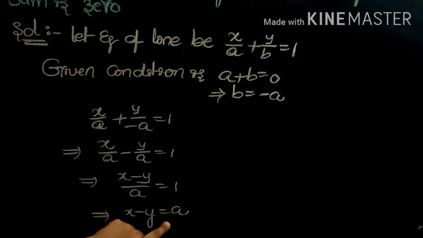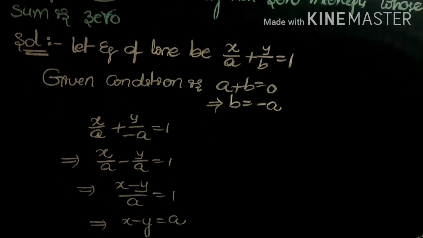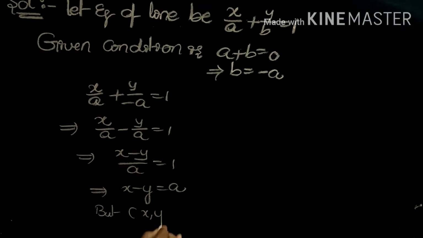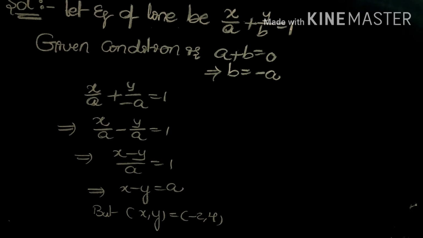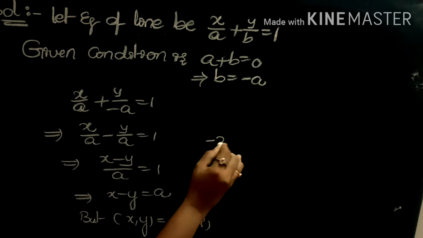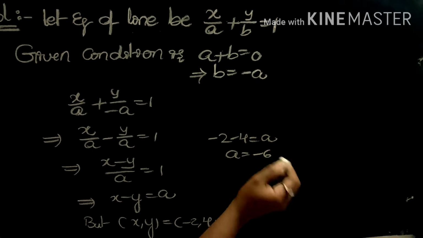Now we want the value of a. For that we are replacing the given point in this equation. Here (x, y) = (-2, 4), because the line passes through the point (-2, 4). Now replacing that point here, -2 - 4 = a. That is, the value of a is equal to -6.